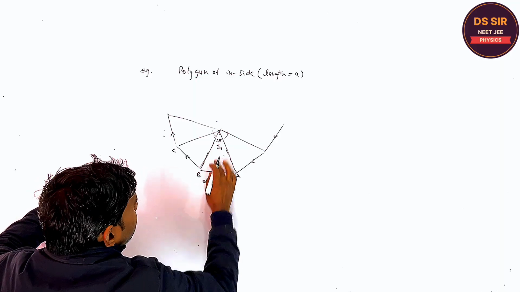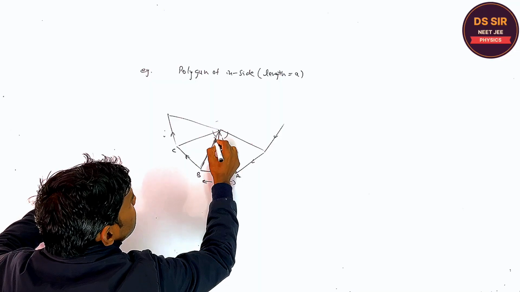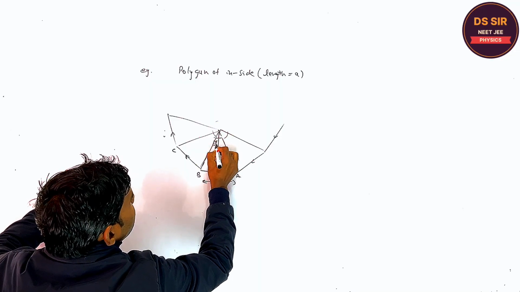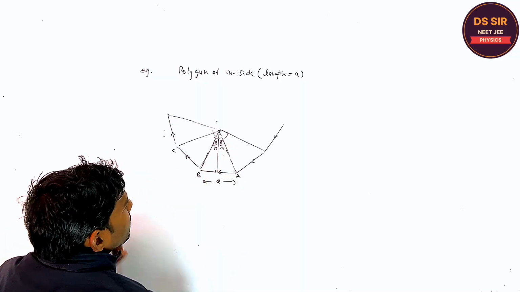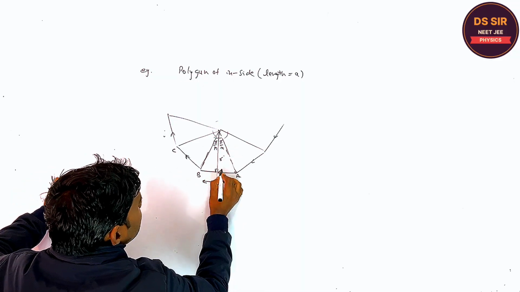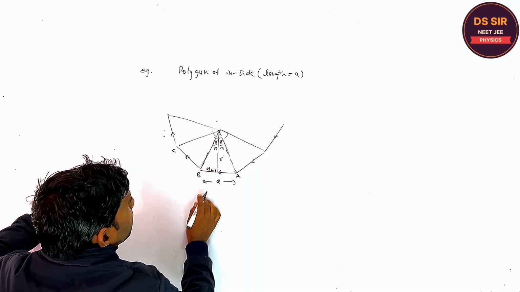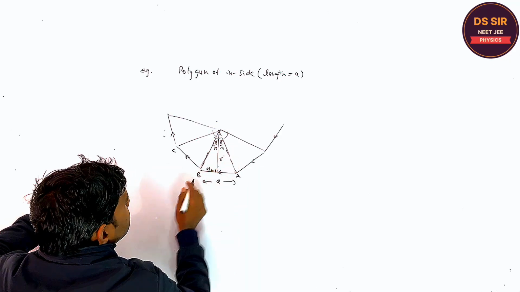Yes. Right. So if you consider this is the perpendicular bisector, this half angle will be pi by n and this half angle will be pi by n. Is it clear or not? Yes. And suppose this perpendicular distance is r and this is a by 2. So we have to find also this perpendicular distance r.